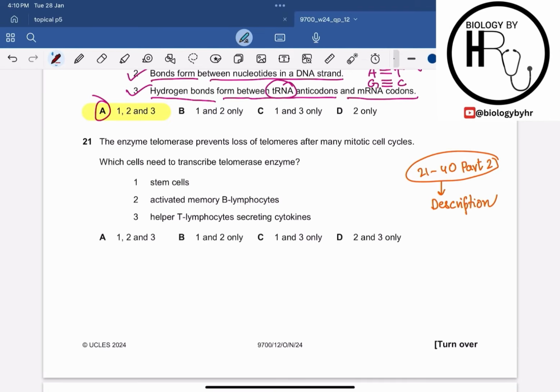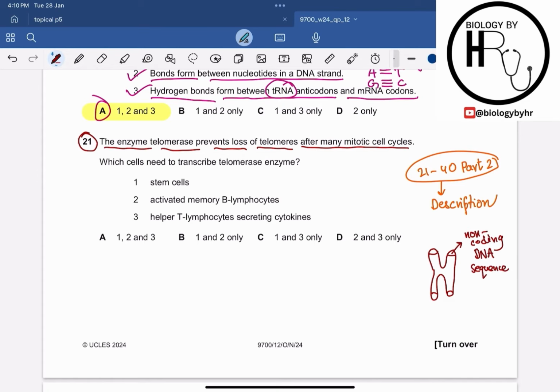Alright, so now let's move on to question 21. Question 21 says that the enzyme telomerase prevents the loss of telomeres after many mitotic cell cycles. So basically, what are telomeres? Telomeres are found at the end of each sister chromatid. These are the telomeres, and they contain non-coding DNA sequence.